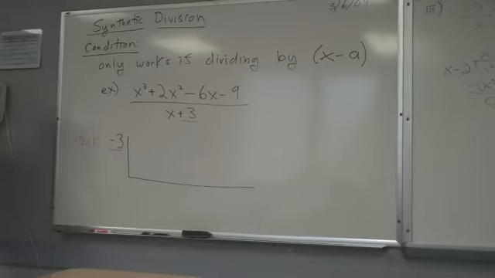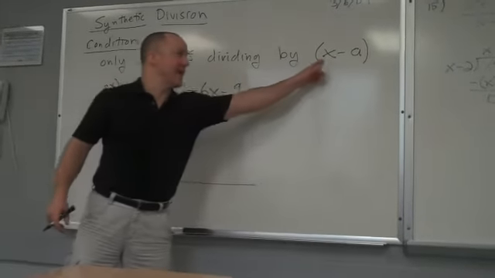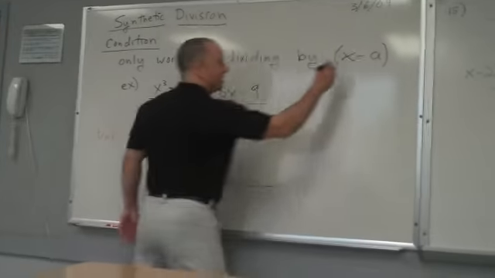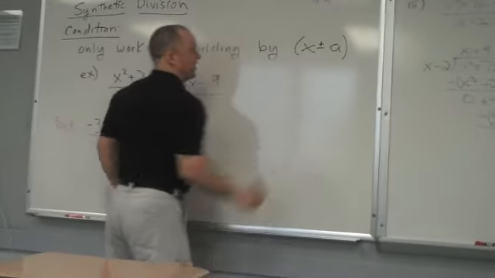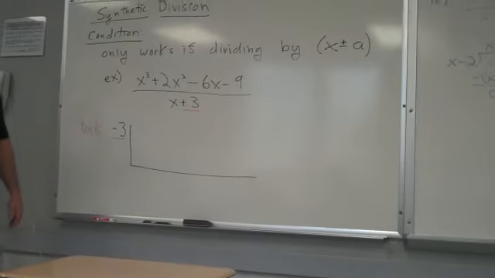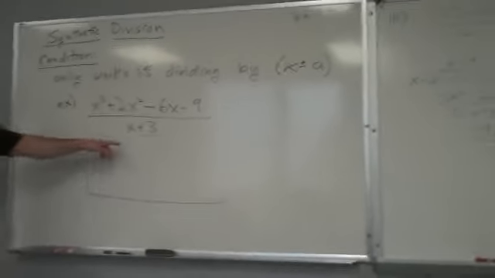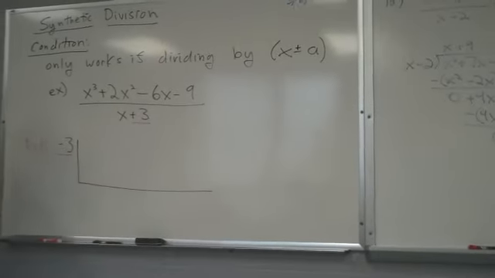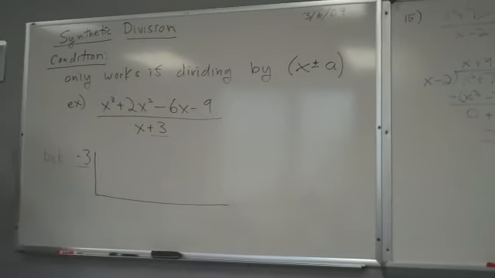The condition: it only works if it's in the form x plus or minus a number. The trick, I should make that plus or minus, that'll clarify it a little bit. If it's x plus or minus a number, the trick is the sign of the number changes when you go on to the synthetic substitution. After this, it works just like synthetic substitution.